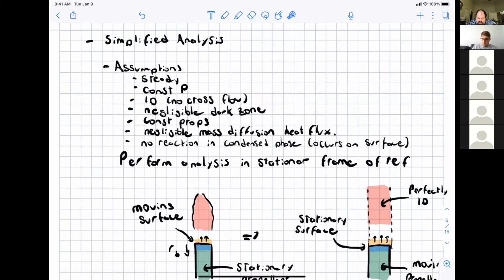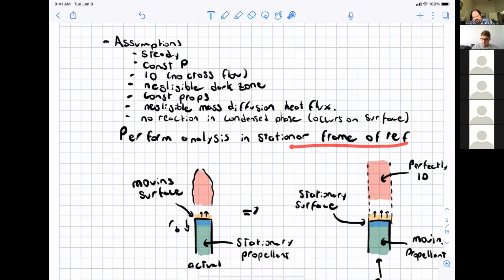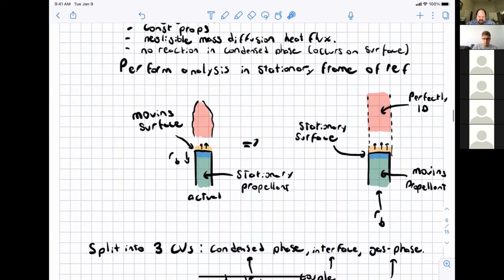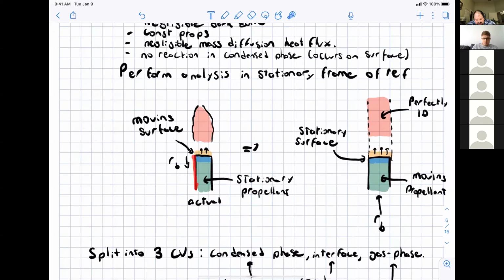We will assume that all of the condensed phase reactions occur immediately on the surface of the propellant. Okay, and also we are going to perform our analysis in the stationary frame of reference. So that is, in a real experiment, you have a strand of propellant that ignites and then burns downwards. And so the surface here is moving. We have some sort of a flame which may be conical just due to real geometrical effects, and the surface may not be perfectly flat and stuff like that.